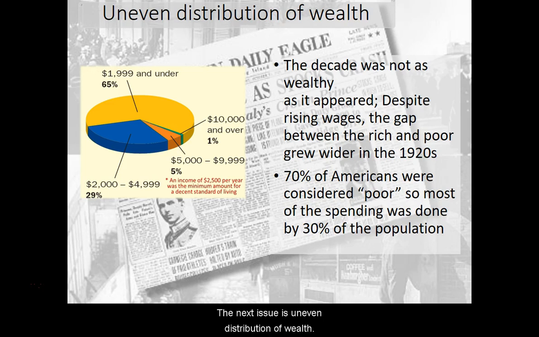The next issue is uneven distribution of wealth. The decade was not nearly as wealthy as it appeared. We've got rising wages, we've got better jobs, but the gap between rich and poor really grows significantly in the 20s. 70% of Americans were considered poor.